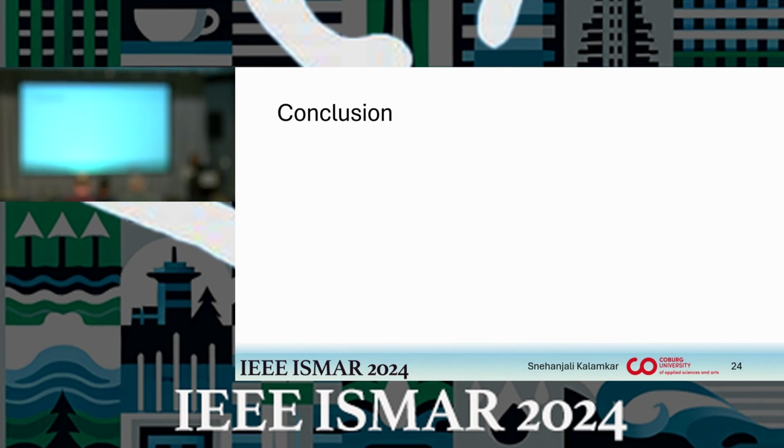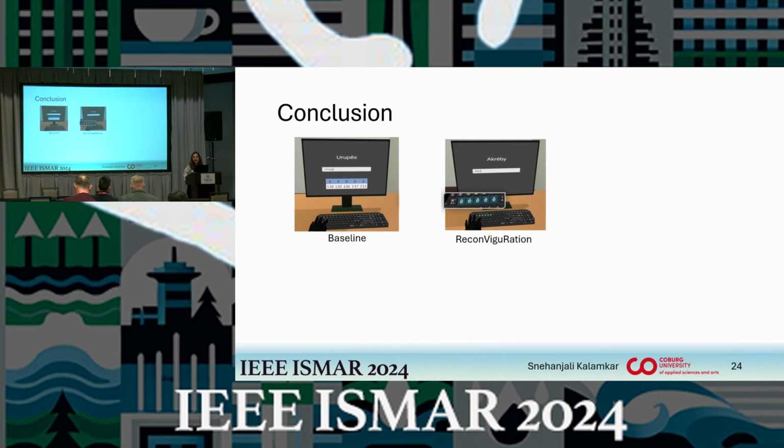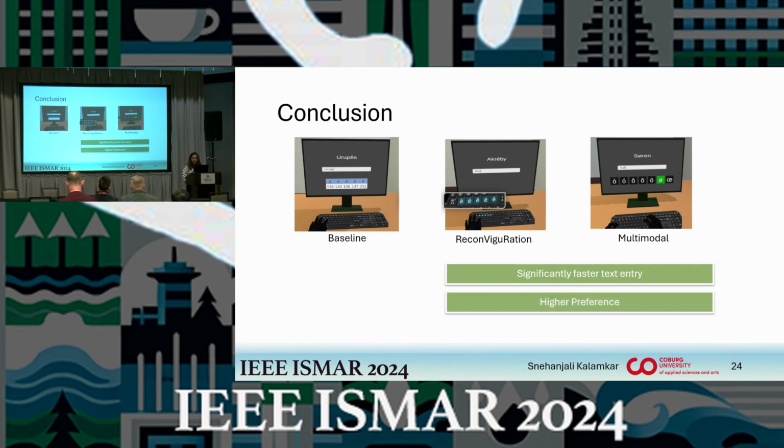Hence, to conclude, in this work we investigated 3 techniques: baseline, a context-aware numeric code technique; reconfiguration, where accented characters are dynamically remapped to physical keys near the base character; and multimodal, where keyboard input is combined with eye gaze to select the accented version of the base character. Our results show that both reconfiguration and multimodal outperformed the baseline in terms of text entry speed and were preferred by participants. Additionally, reconfiguration demonstrated higher usability than the baseline.